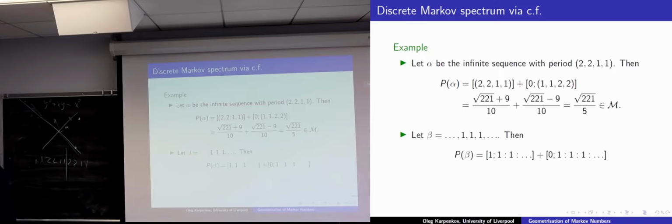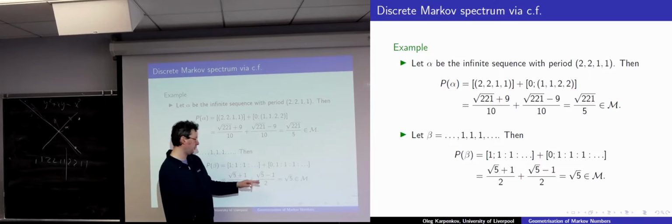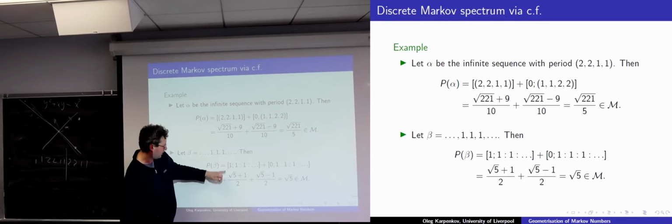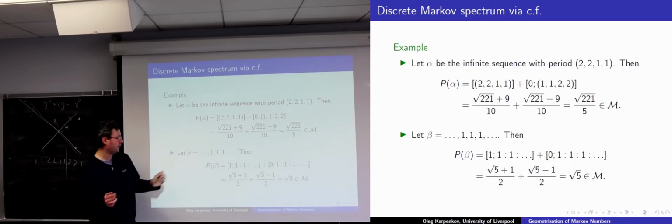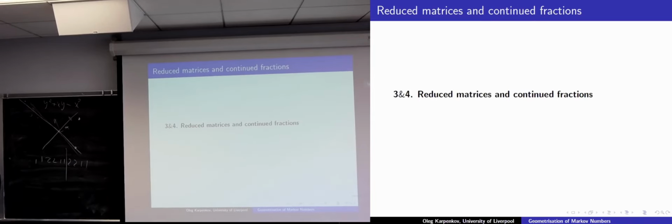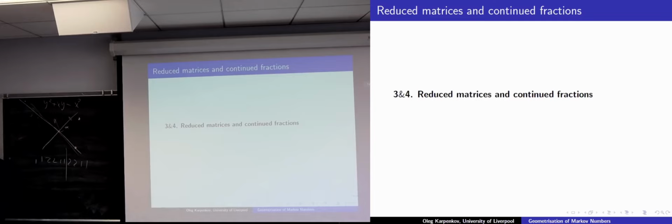Great. So for the golden ratio, you have root of 5 here. So this would be the golden ratio. This would be conjugate to the golden ratio, as far as I remember. But anyway, then you have just root 5. Great. Reduced matrices and continued fractions. You see, I'm now trying to fit all the pieces which I have in order to build one big tower.